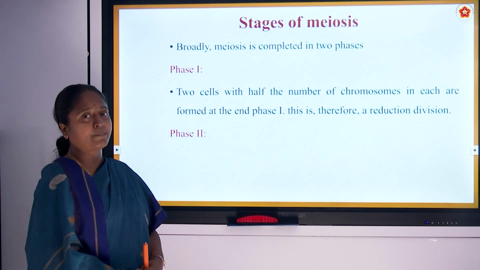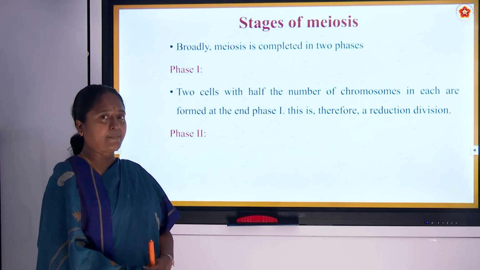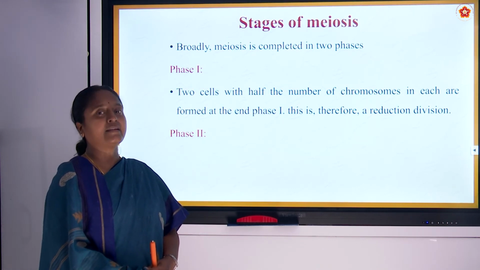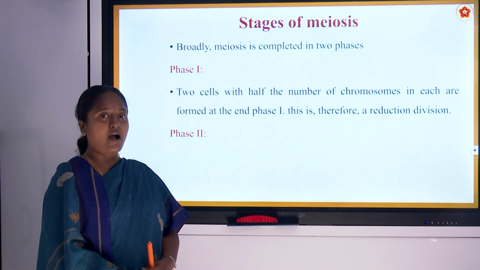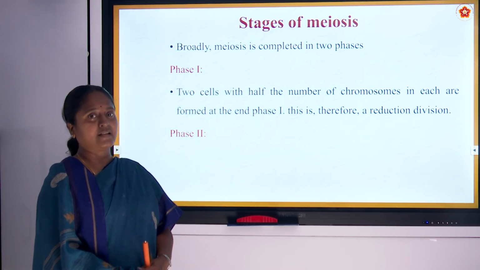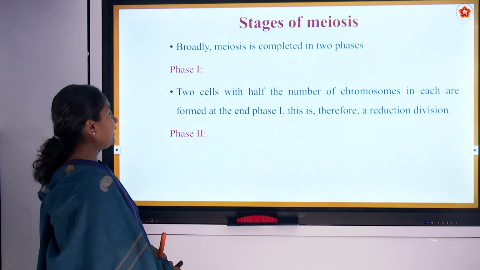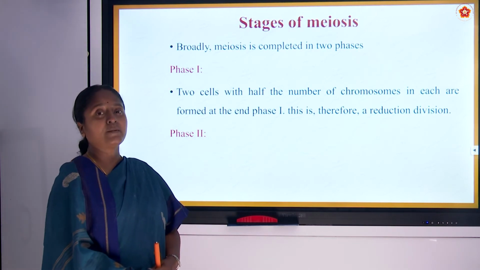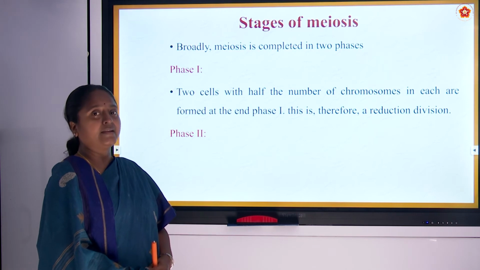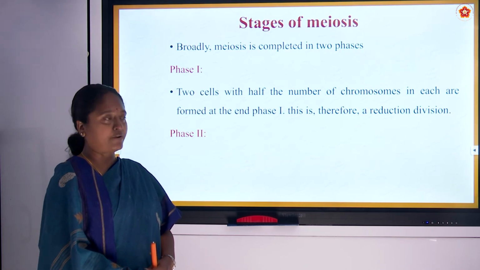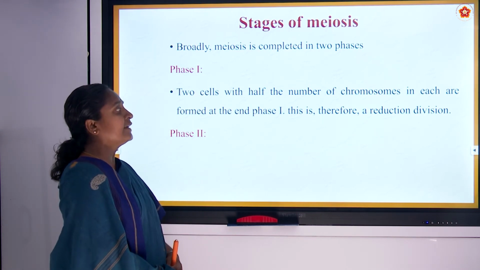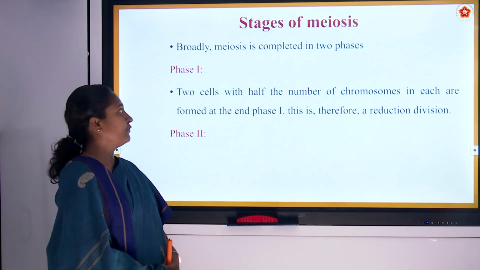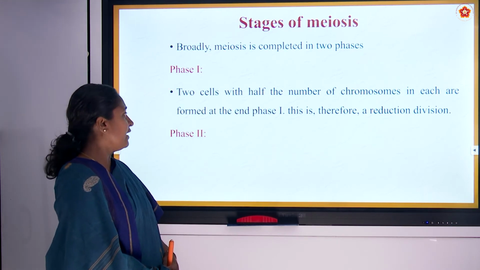That means the chromosome number, however much is present in the parent cell, is getting reduced. It is becoming half in the daughter cells. As usual, we are getting two daughter cells at the end of phase 1, but the chromosome number is not maintained. It is getting reduced to half. Hence, phase 1 is known as reduction division.